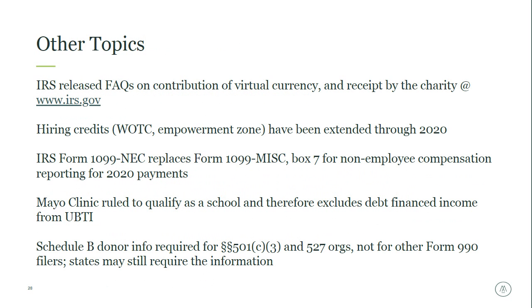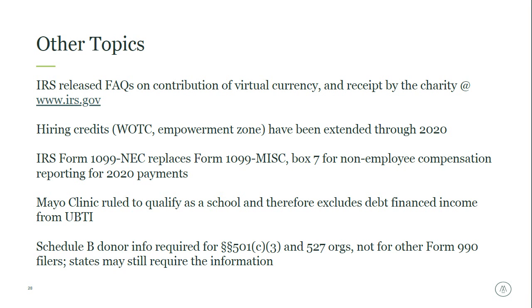Very quickly, other topics. The IRS released frequently asked questions on contributions of virtual currency on their website. So if this applies to you, it'll be cool to check that out. Hiring credits, for example the work opportunity tax credit and the empowerment zone credits, have been extended through 2020. And then the IRS Form 1099-NEC replaced the 1099-MISC Box 7 form for non-employee compensation for 2020.